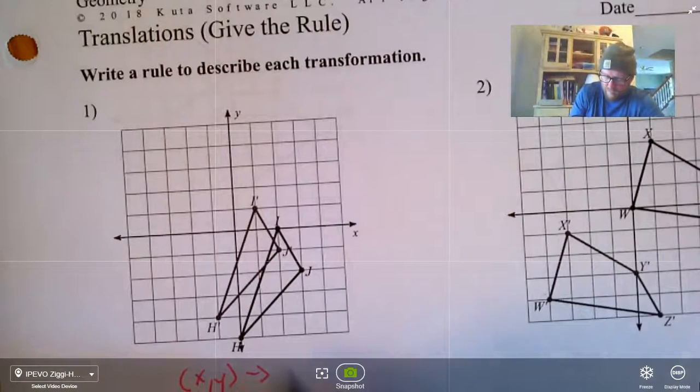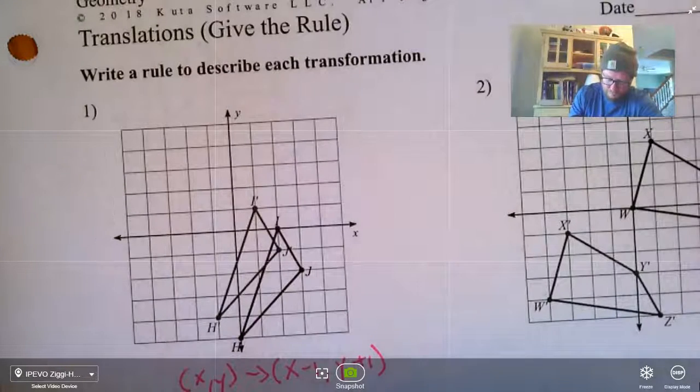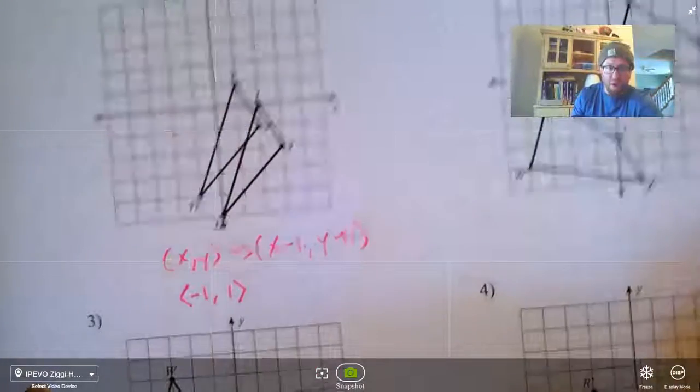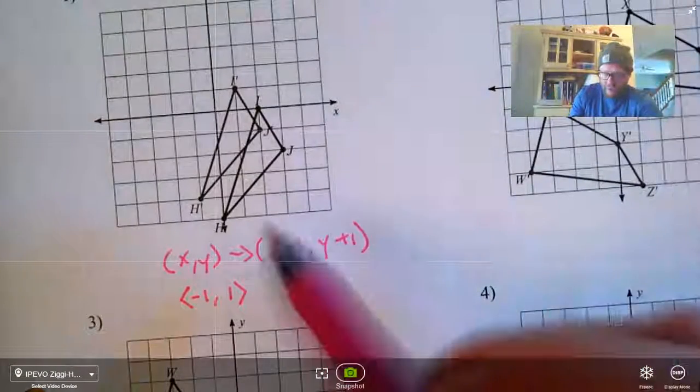XY gets mapped to, since this goes back 1, X minus 1, and since it goes up 1, Y plus 1. We could have also written that we're translating by the vector -1, +1. That'd be one option. Or you could just say left and up, right? But these are a little better.